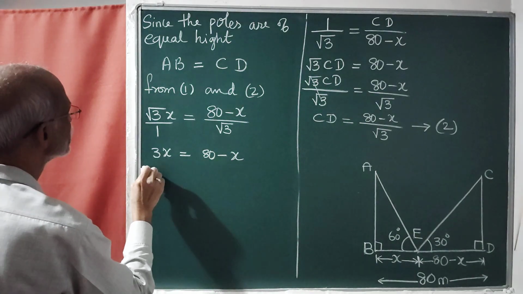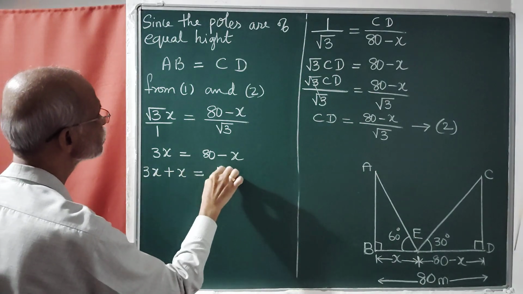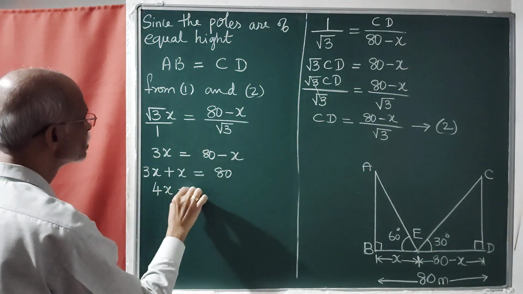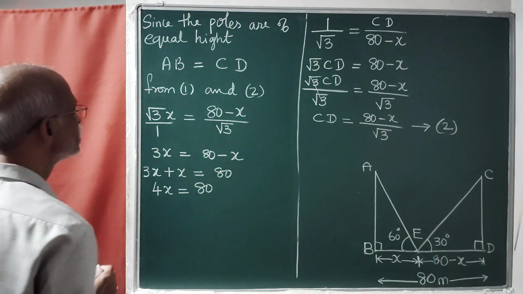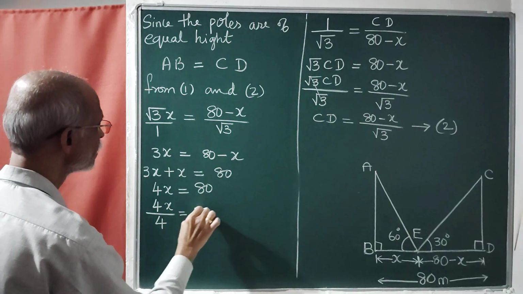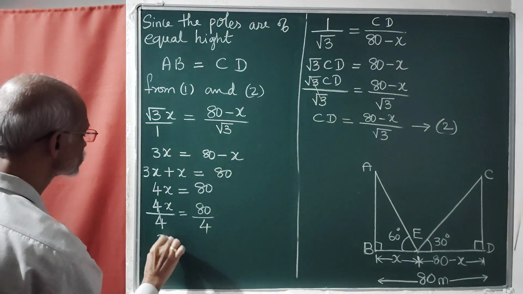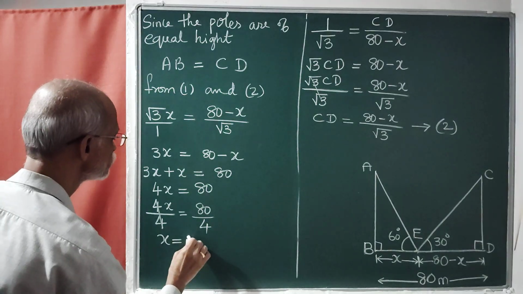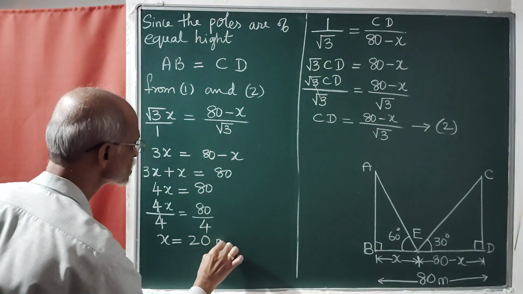Transpose x to the left side. 3x plus x will be equal to 80. So 4x is equal to 80. Divide both sides by 4, and x will be equal to 20. x equals 20 meters.